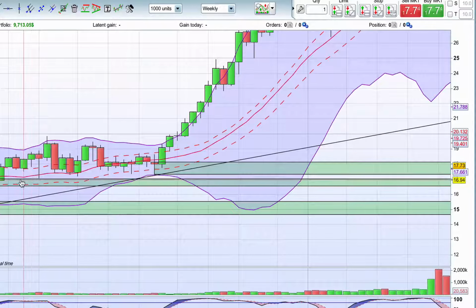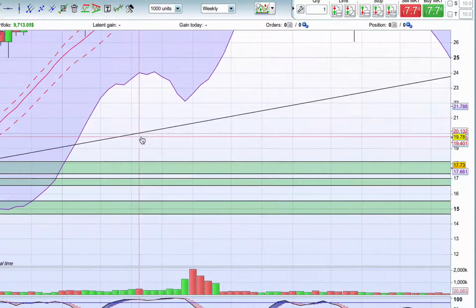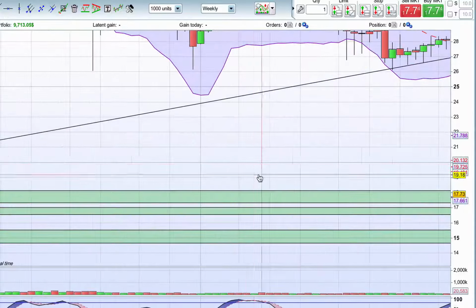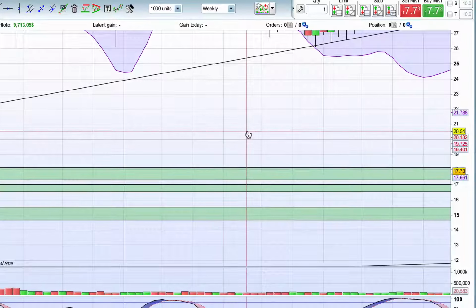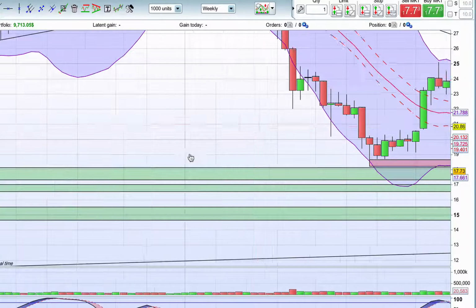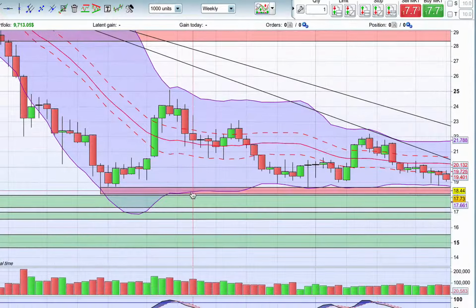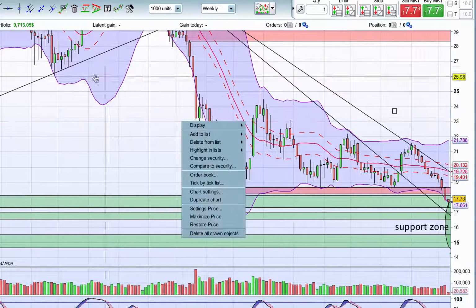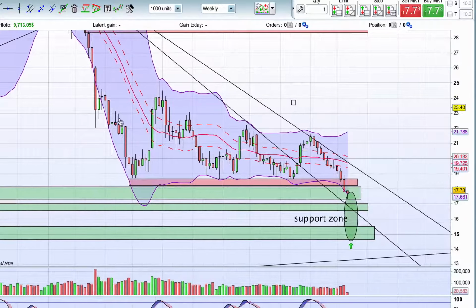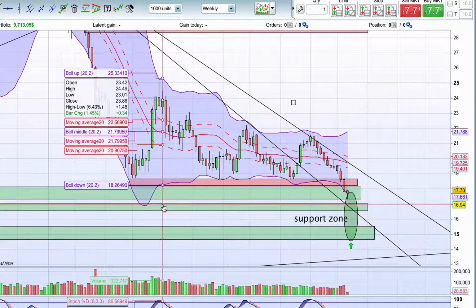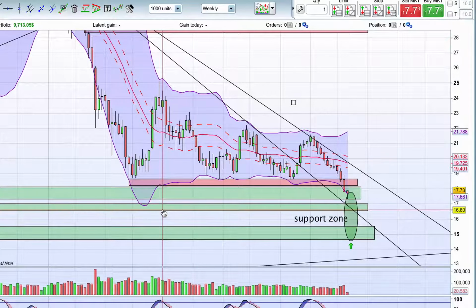Now we have another zone here between $17 and $16.50, which has not been tested yet. But before we test that level, we have to break this zone here, which is the 1730 to 1812 zone. That's the zone we have to break before we go to the next zone, which is this one, between $16.50 and $17.